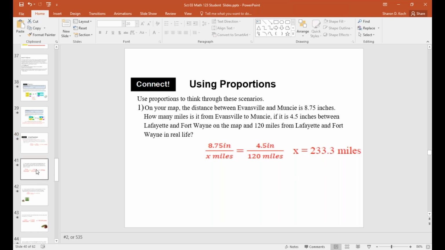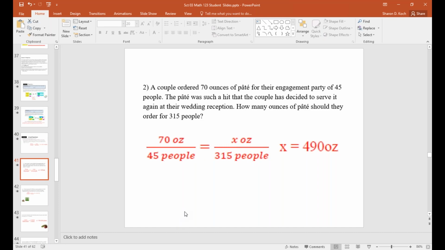All right. Here's another one, ordering food for a party. Okay, a couple ordered 70 ounces of pate for their engagement party of 45 people. It was such a hit that they decided to serve it again at their wedding, but at their wedding, they are going to have 315 people. So how many ounces do they need to order? Well, what am I comparing? I'm comparing the ounces of the food and the number of people. So I've got ounces over people, or you could have had it in the opposite order. Okay, as long as the other side matches the same order. So 70 ounces goes with 45 people. So on the other side, I already know 315 people. I'm trying to figure out how many ounces. So multiply the numbers across from each other diagonally and divide with the one with the x. And I get about 490 ounces.